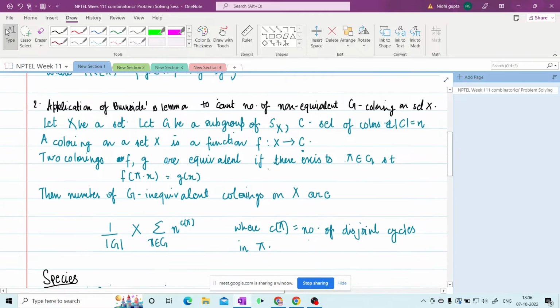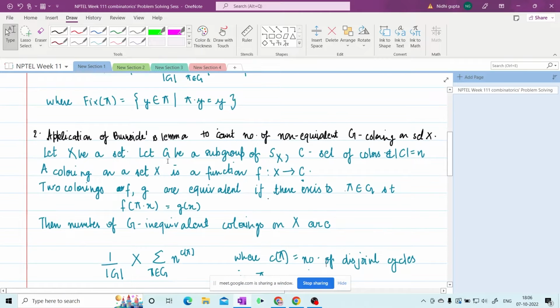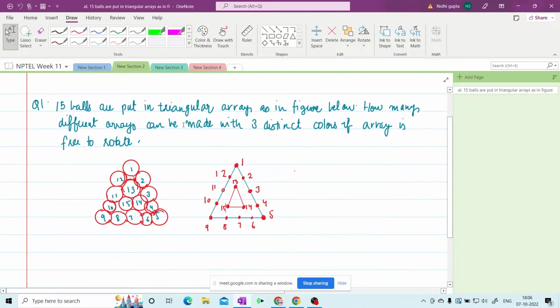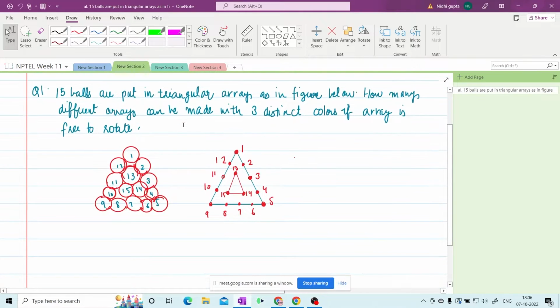Now that we have recalled the statement of Burnside lemma and its application, let's solve some questions. Our first question is this. We have 15 balls which have been put up in a triangular array as in the figure below. In this figure we have these balls arranged in a symmetric manner.